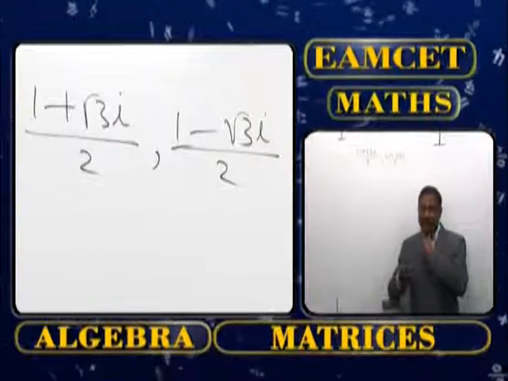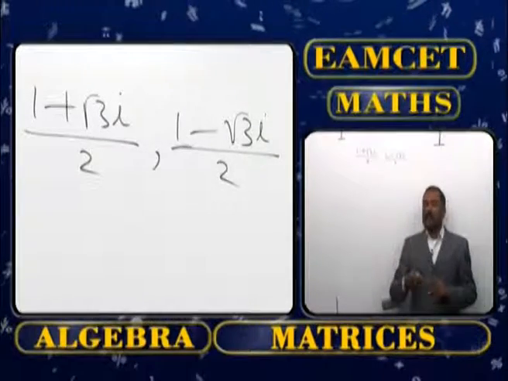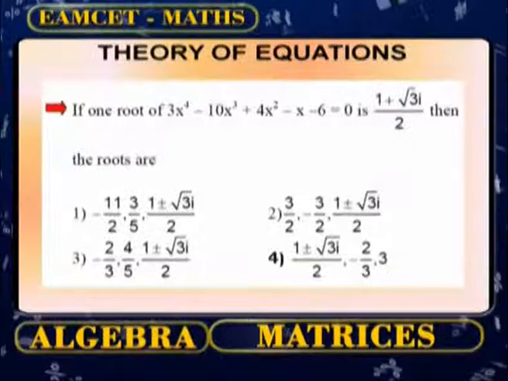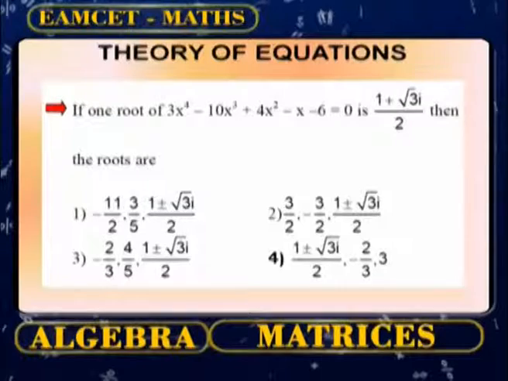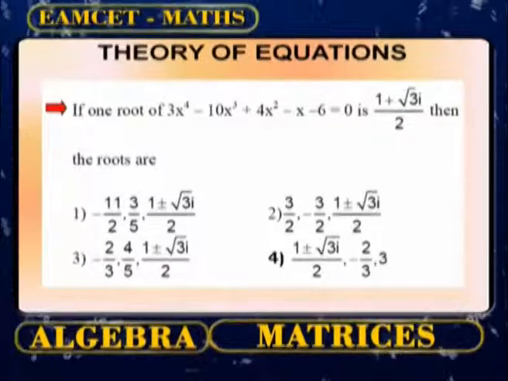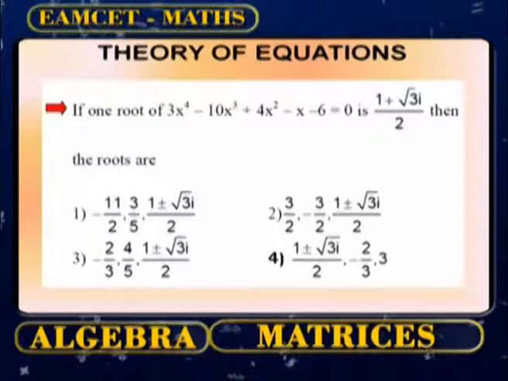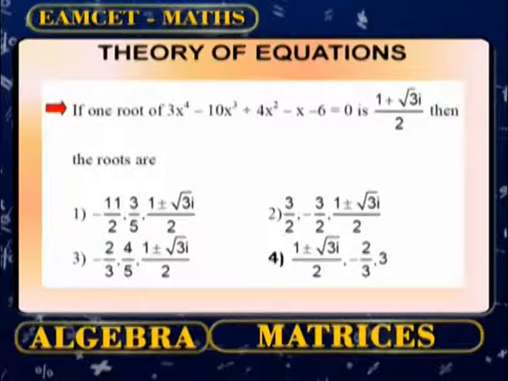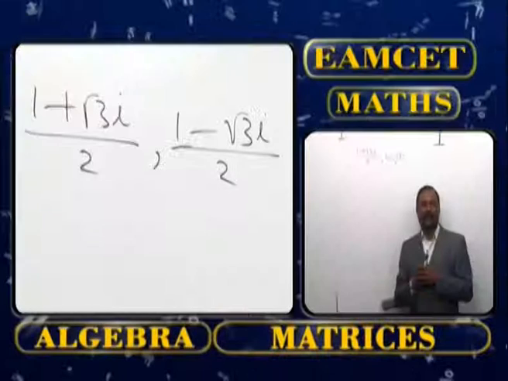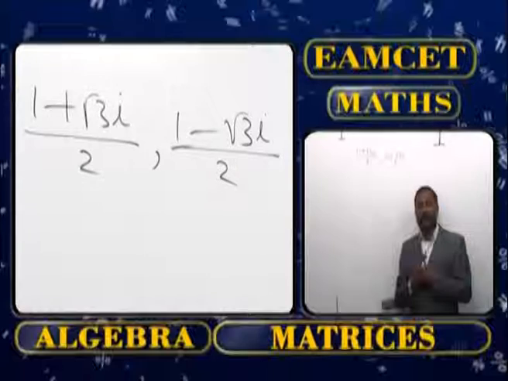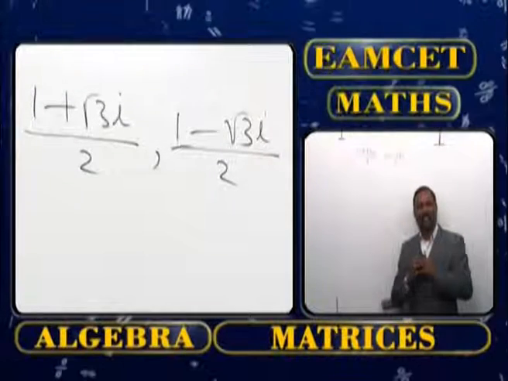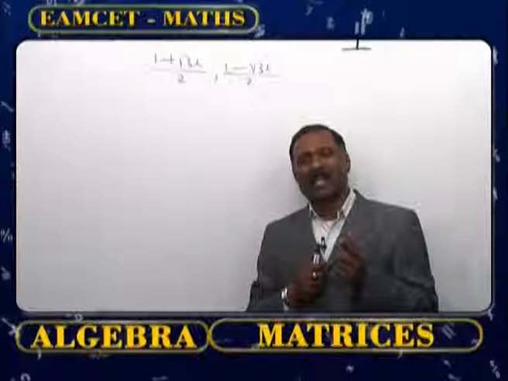Here, the real roots given are minus 1 and 3 by 5 in the first option, 3 by 2 and minus 3 by 2 in the second option, minus 2 by 3 and 4 by 5 in the third option, and minus 2 by 3 and 3 in the fourth option. If it is a root, it must definitely satisfy the equation. So we pick one root from the options and substitute it in the equation. If it is satisfied, then definitely that will be the root.